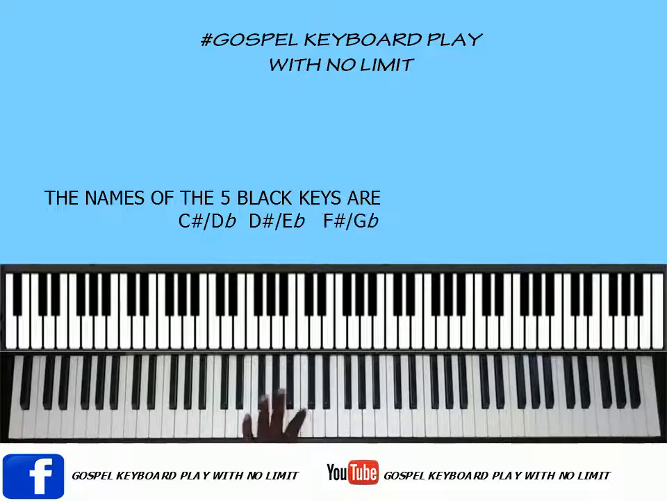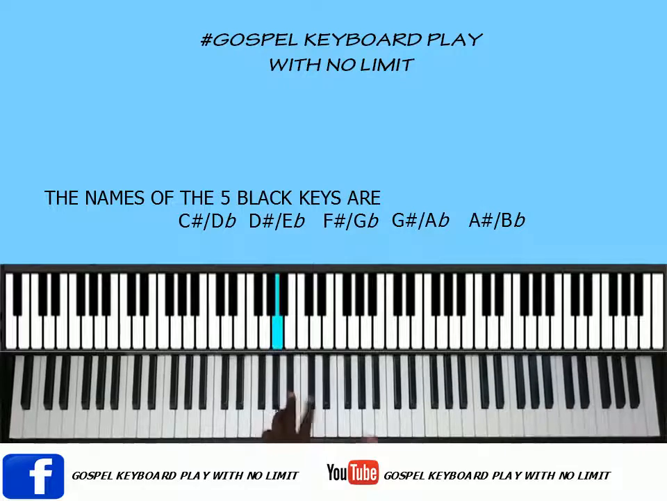Now we move to this black key. This will take its name from this F. This becomes an F sharp or a G flat. The same thing to this. This becomes a G sharp or an A flat. Okay, and this one too becomes an A sharp or B flat.